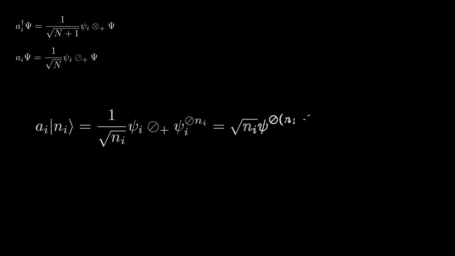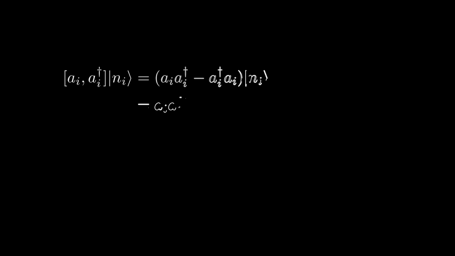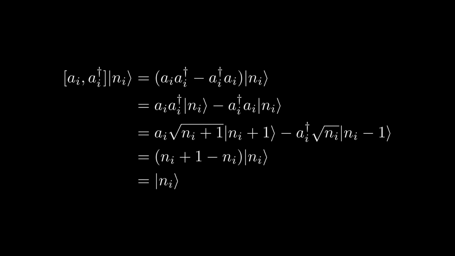We can do the same with the annihilation operator, where now a factor of Ni is pulled down. An important note, the annihilation operator acting on the vacuum state gives 0. We can now find the commutation relation of the creation and annihilation operator by acting upon a state.